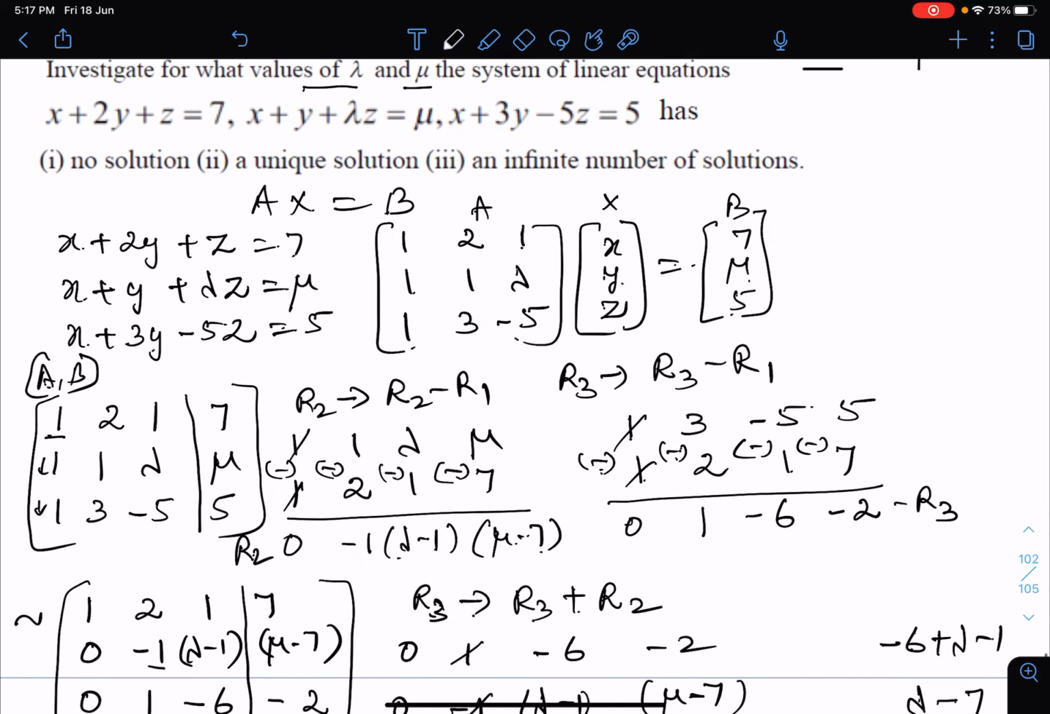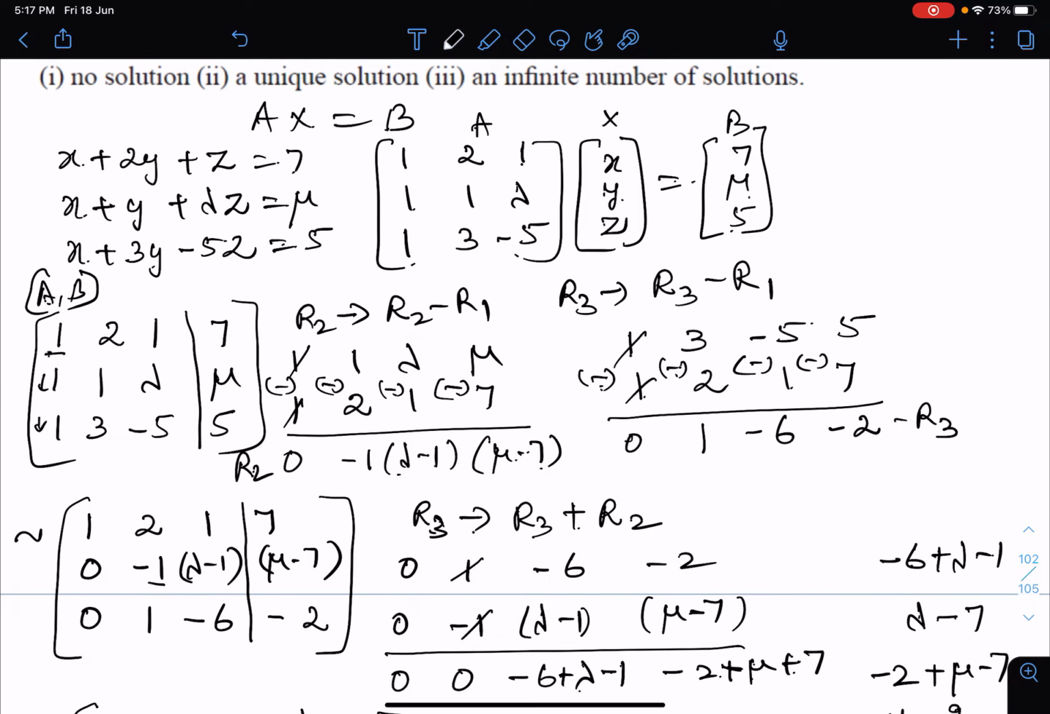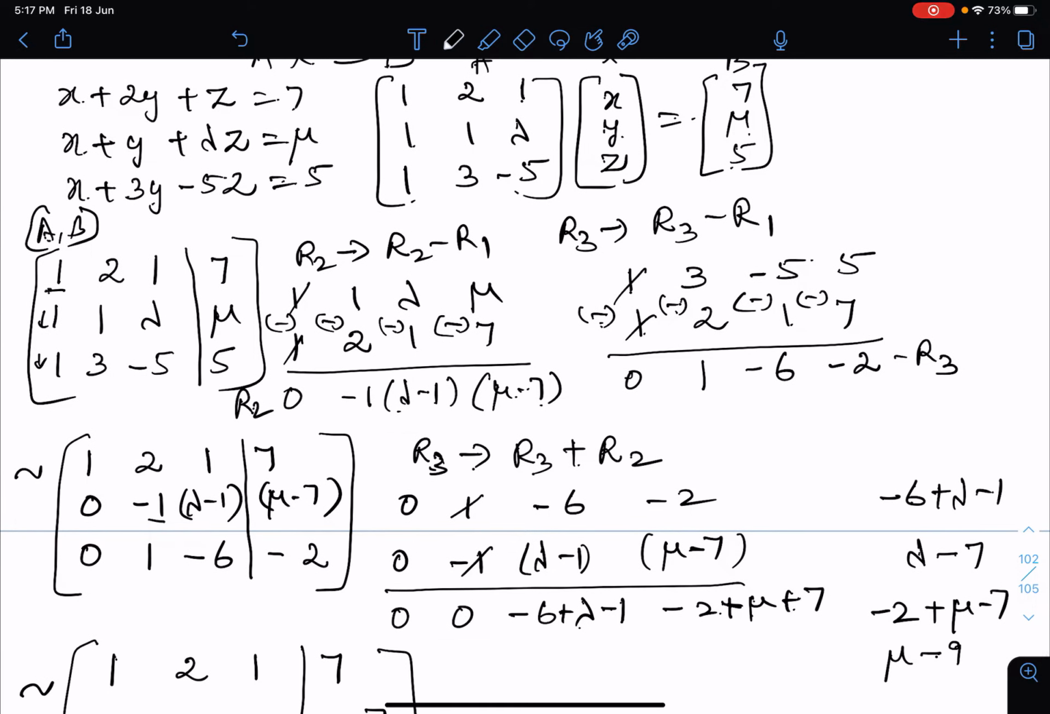I have done this problem for you. So I have written the augmented matrix, and here below this 1, we are going to bring 2 zeros. So I have taken R2 minus R1, and similarly R3 minus R1. After subtracting, you get this equivalent matrix as 1 2 1 7, 0 minus 1 lambda minus 1 and mu minus 7, then 0 1 minus 6 and minus 2.